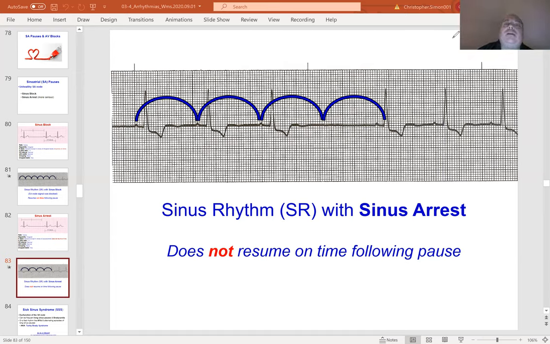So that's the big key, to be able to identify that it is a sinus pause and that there is some SA node dysfunction. That's the big thing, okay? All right, so let's move back to what we were doing.